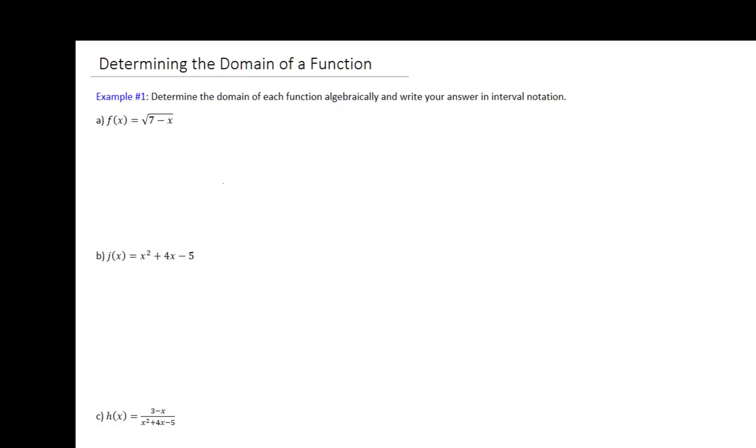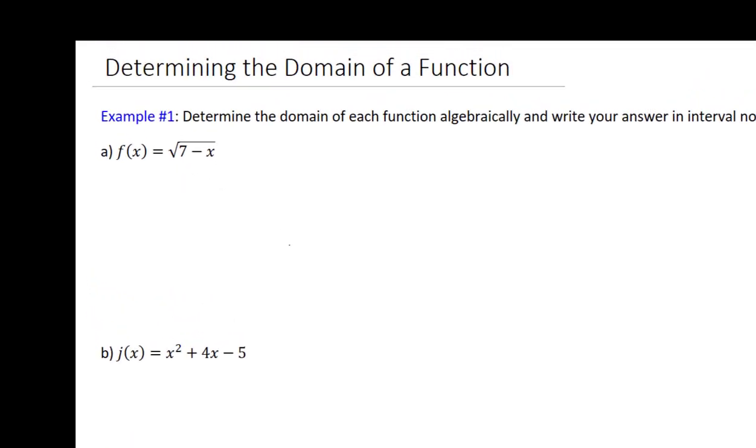Welcome to a video on determining the domain of a function. Consider the following examples. On letter A, we are given a radical function of an even index.